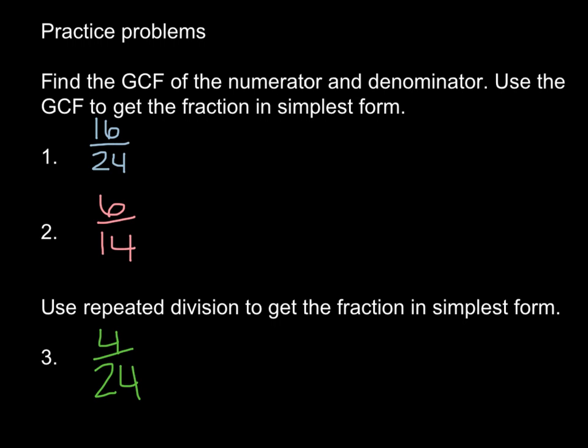Alright, practice problems. Your first two, you're finding the greatest common factor of the numerator and the denominator, and then just use that number to divide your numerator and your denominator, and that'll give you simplest form. Number 3, just use repeated division until you get it into simplest form, until you can't divide anymore. Don't forget a word problem or question, and rate your understanding.